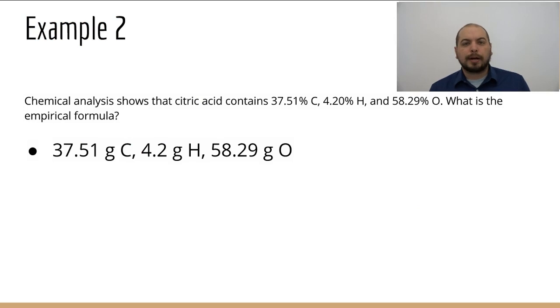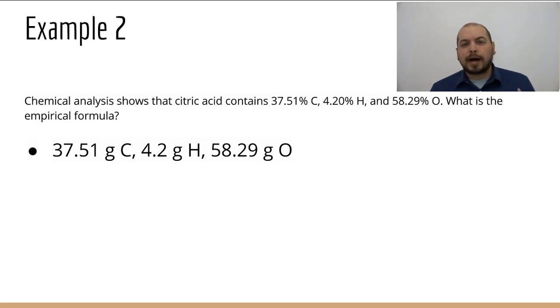Here we're going to look at a compound which is 37.51% carbon, 4.2% hydrogen, and 58.29% oxygen by mass. Now, we need to find the empirical formula of this compound, so just the same as we've done before, we're going to assume that we have 100 grams of the substance. This means we have 37.51 grams of carbon, 4.2 grams of hydrogen, and 58.29 grams of oxygen.